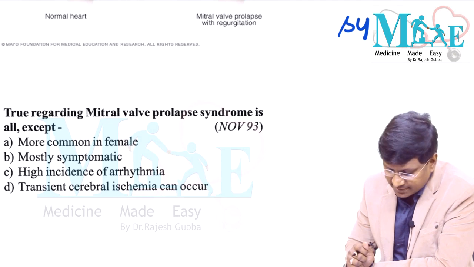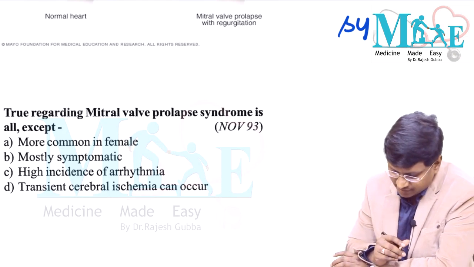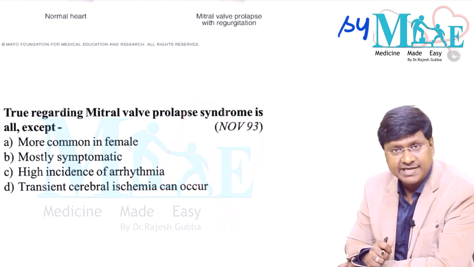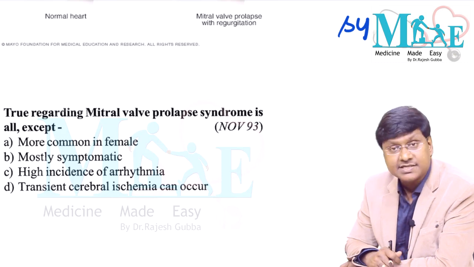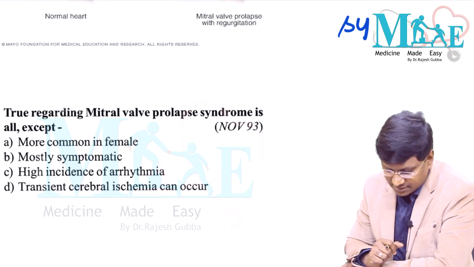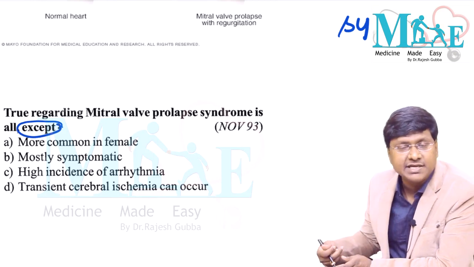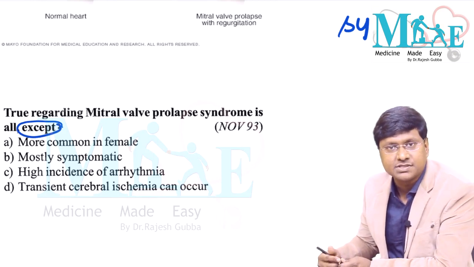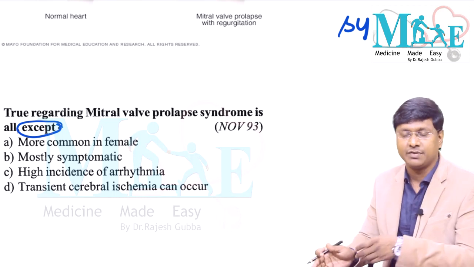True regarding mitral valve prolapse syndrome is all except: more common in females, mostly symptomatic, high incidence of arrhythmias, transient cerebral ischemia can occur. So the question is asking which is the true statement, and with the except, which is the incorrect statement among these options. Now, I will discuss the entire mitral valve prolapse and the clinical features, and then we will see what the answer to this question will be.